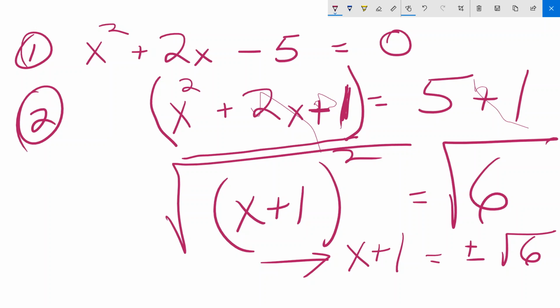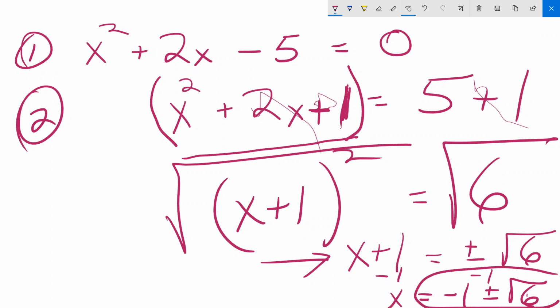Divide both sides. You subtract 1 from both sides. In other words, I'm going to subtract 1 from that side, subtract 1 from that side. That leaves x equals minus 1 plus or minus the square root of 6. That is your answer. Okay?